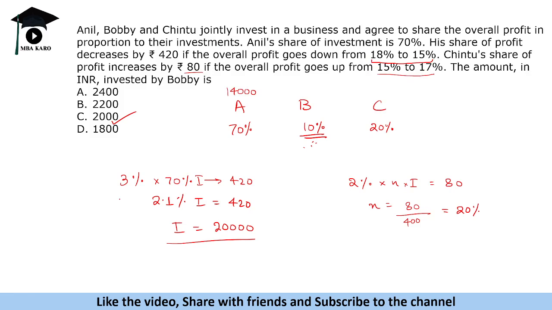So from A, we found out the total investment because he was getting a 3% difference on 70% of investment. Okay, that is 420. So we figured out the total investment. Now we do not know this percent share, but we know the change in his profit. So change in his profit is 2% of n% of his investment. So n% we need to find out. We know the total investment from here. Okay, and we figure out that he invested 20%. So this person invested 70, C invested 20, so B will invest 10% of 20,000, which is 2,000 rupees.